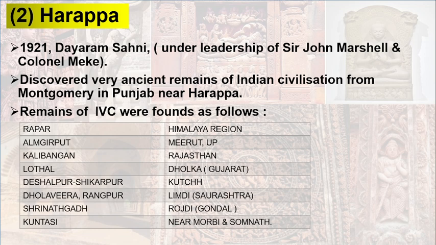Except for Harappa and Mohenjo-daro, we have other IVC sites: Ropar in the Himalayan region, Alamgirpur in Meerut, Kalibangan in Rajasthan, and in Gujarat, Lothal, Dhodka, Deshalpur, Kutch, Dholavira, Rangpur in Limdi, Saurashtra, Srinathgarh, Rojdi in Gondal, also in the Saurashtra area of Gujarat, and Kuntasi near Morbi and Somnath. These sites are the most important, and from the exam point of view, these are the important points.